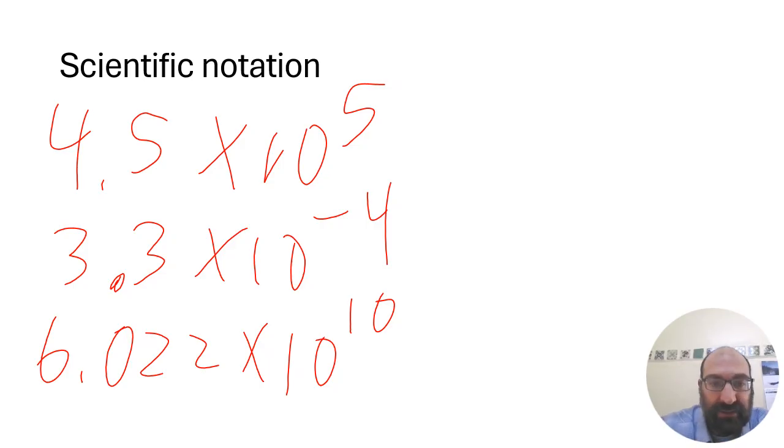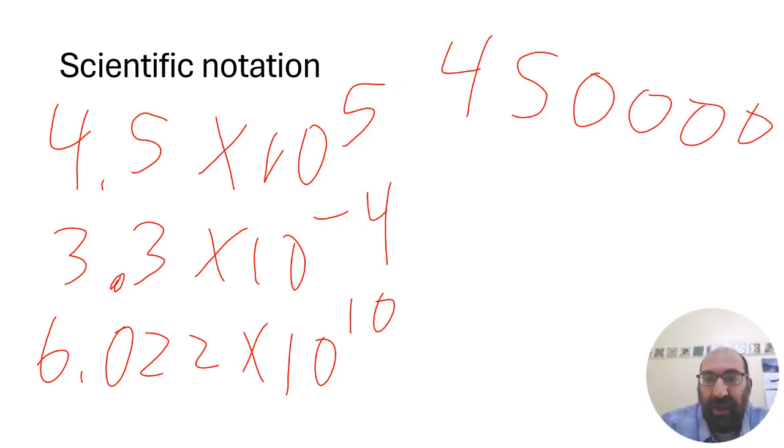This first one, we've got 5 above the 10. So we're going to go 1, 2, 3, 4, 5. So it's 450,000. Don't forget, when you times 10 to the 5th, the number counts just like a 0 when you're moving places.